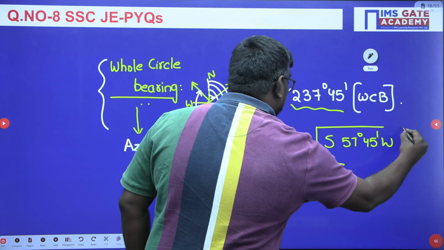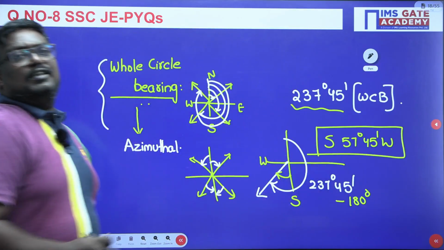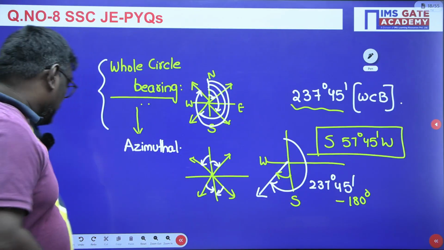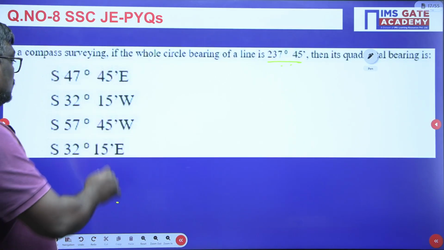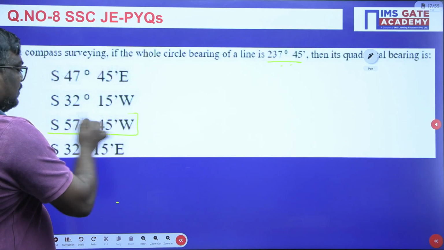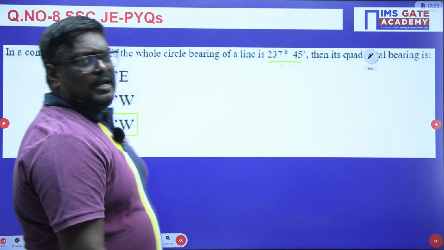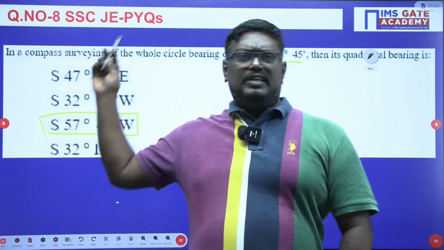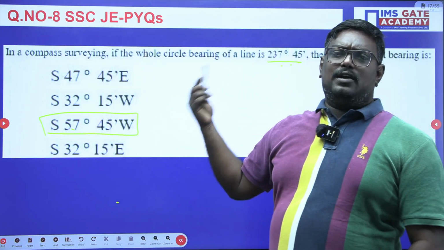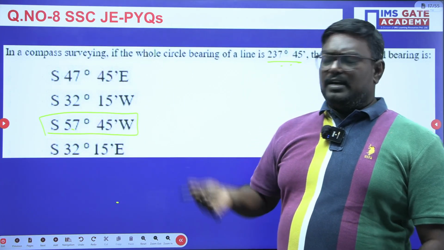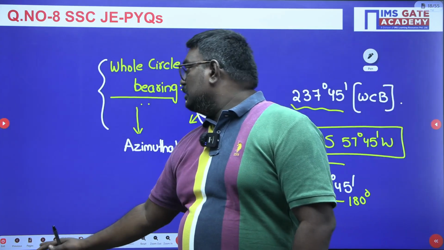So the answer here is south 57 degrees 45 minutes west. I hope you are clear with this solution. So immediately in this kind of problems, if you see the angle, whether it is in the second quadrant or third quadrant, just subtract 180, you will get the direct answer.